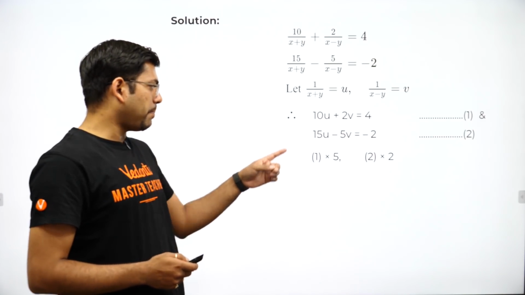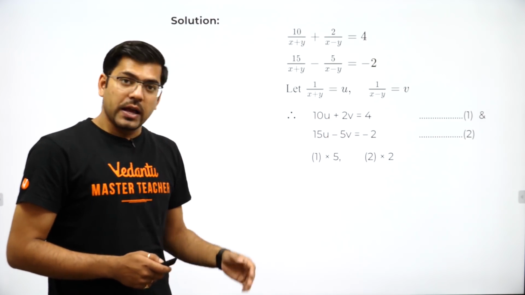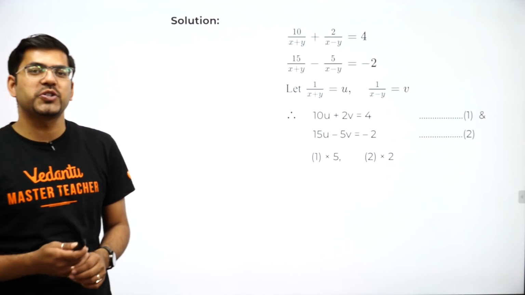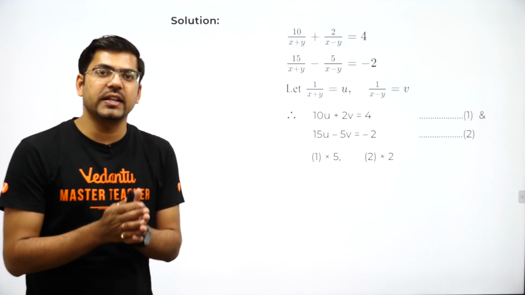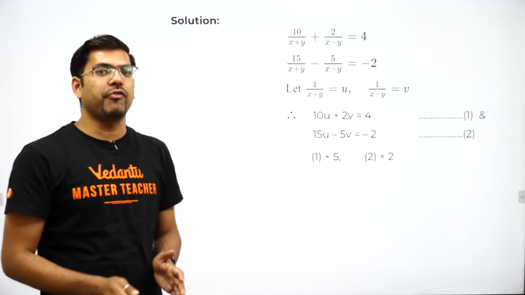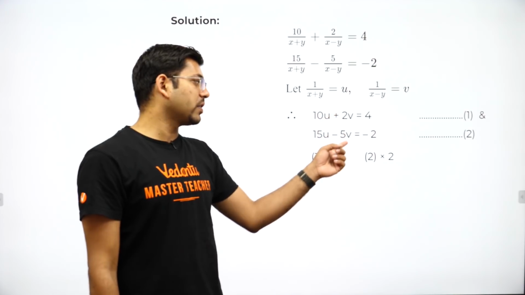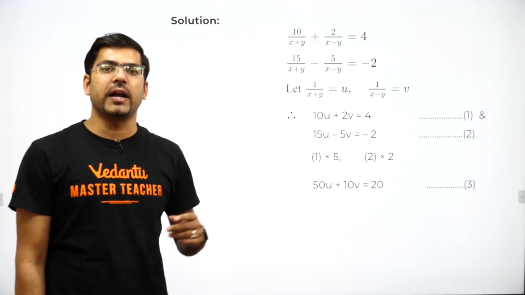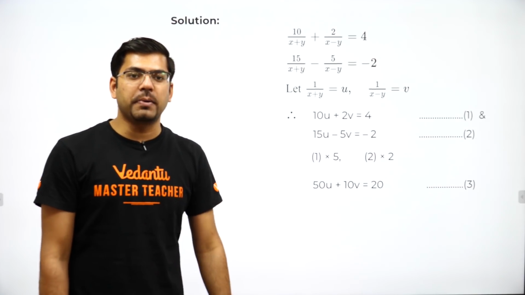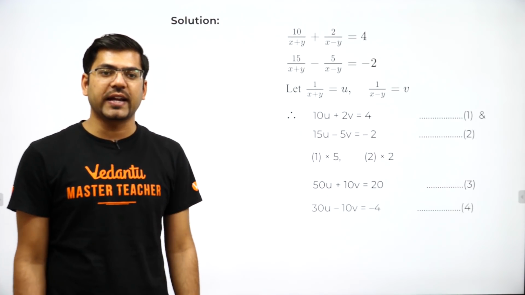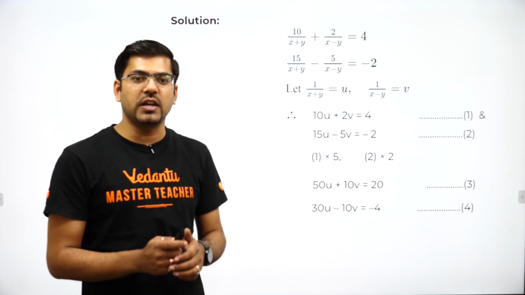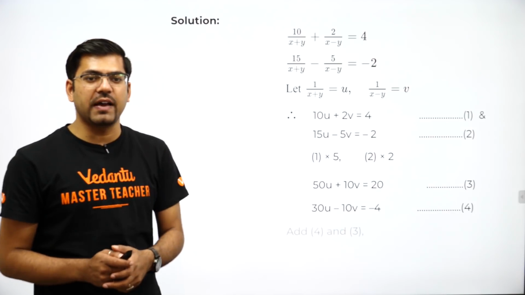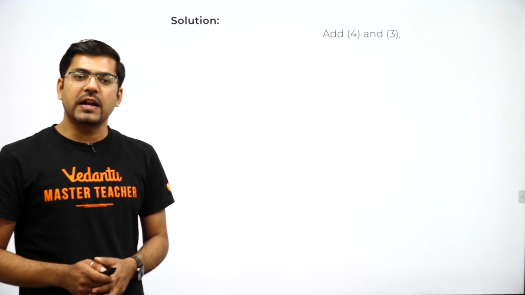Now for solving both the equations, I have followed the elimination method. I am equalizing the coefficients of v, and for that I have multiplied the first equation by 5 and the second equation by 2. After multiplying, I will be getting the equations as 50u plus 10v is equal to 20, and 30u minus 10v is equal to minus 4. And by solving both of these equations, I will be getting the value of u.